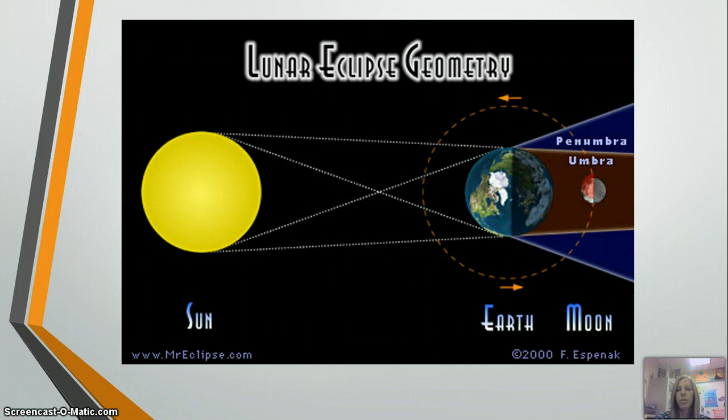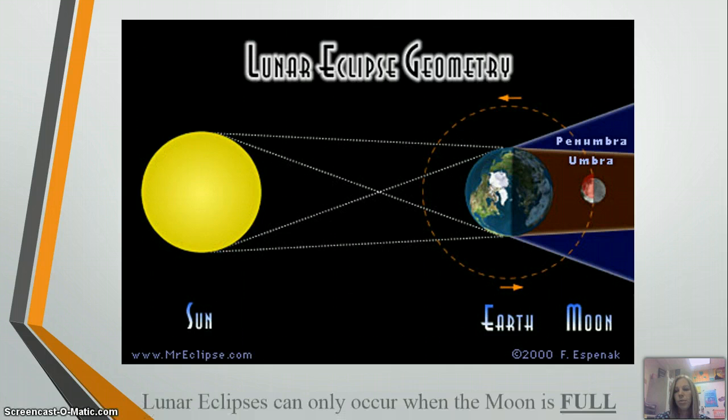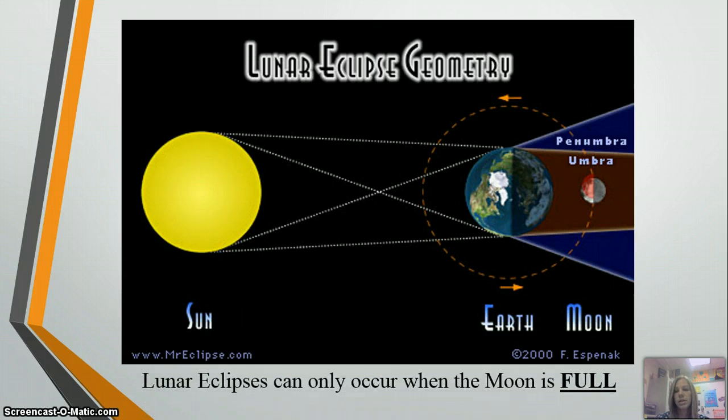Here's a diagram of a lunar eclipse. You can see here that now the moon has switched positions, gone about halfway around its revolution, where it falls perfectly in line behind the Earth. So here now the Earth is the object doing the blocking. We know that during a lunar eclipse, the moon is blocked.